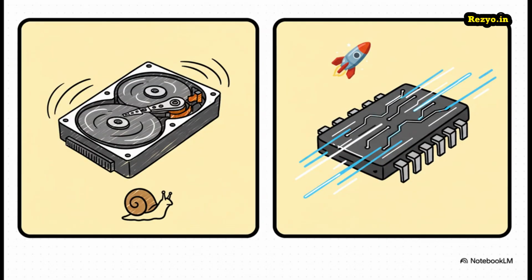The type of storage you have dramatically affects your computer's speed. It's a night and day difference. The old school hard disk drive, the HDD, has these spinning platters, kind of like a tiny record player. It has moving parts. But the modern solid-state drive, the SSD, no moving parts at all. This is literally the difference between waiting a whole minute for your computer to start up versus just a few seconds. It's a huge deal.